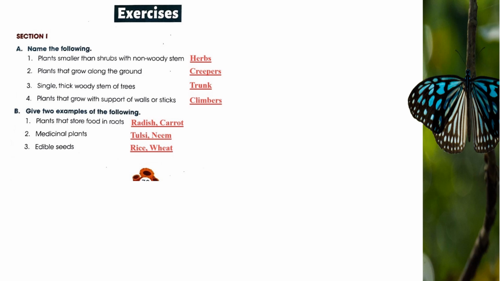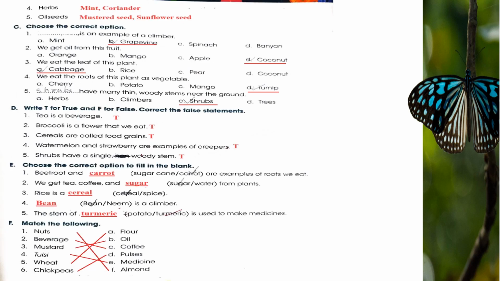B. Give two examples of the following. First, plants that store foods in root. Examples are radish, carrot. Second, medicinal plants. Examples tulsi, neem. Third, edible seeds. Examples rice and wheat. Fourth, herbs that are mint and coriander. Fifth, oil seeds are mustard seed and sunflower seed.